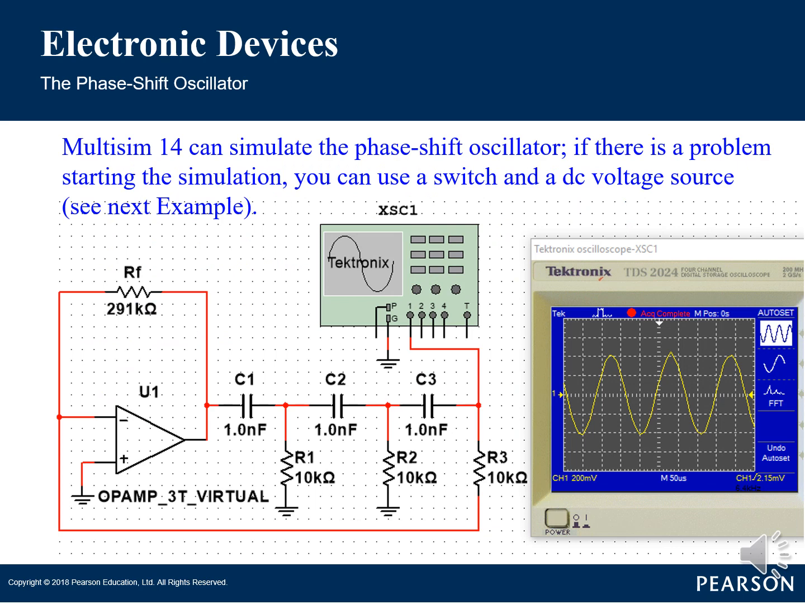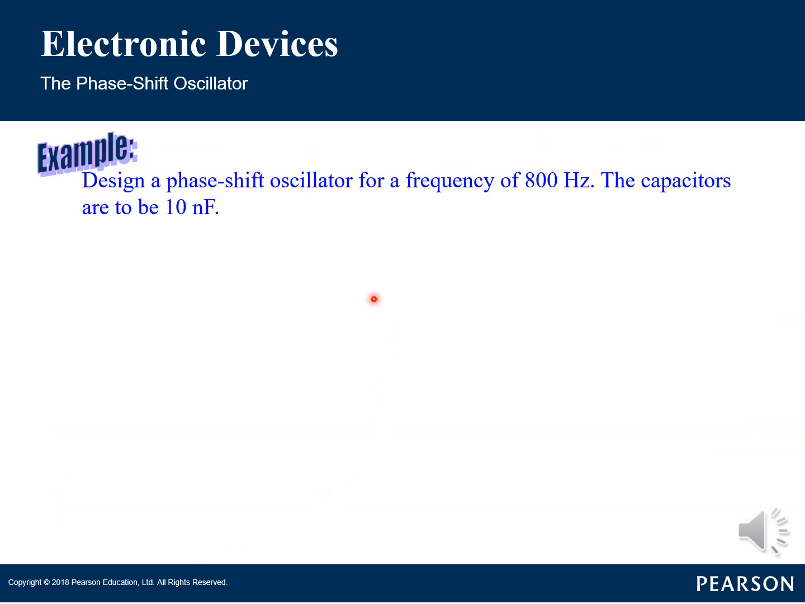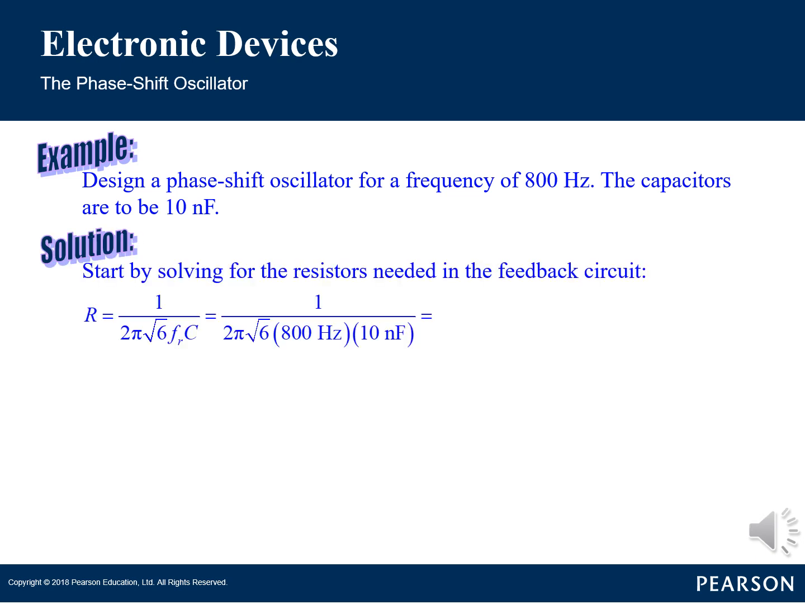In this example, you can try to run this oscillator circuit using Multisim. Please take note, you can simulate the phase shift oscillator in Multisim, but if there is a problem with starting the simulation, you can use a combination of a switch and a DC voltage source as shown in the circuit designed for the next example. Now, let's try to design a phase shift oscillator with a frequency, FR, of 800 Hz and use capacitors with a value of 10 nanofarad. Remember, to design a complete circuit you need to find the value of R and RF first. Start by solving for the resistors needed in the feedback circuit.